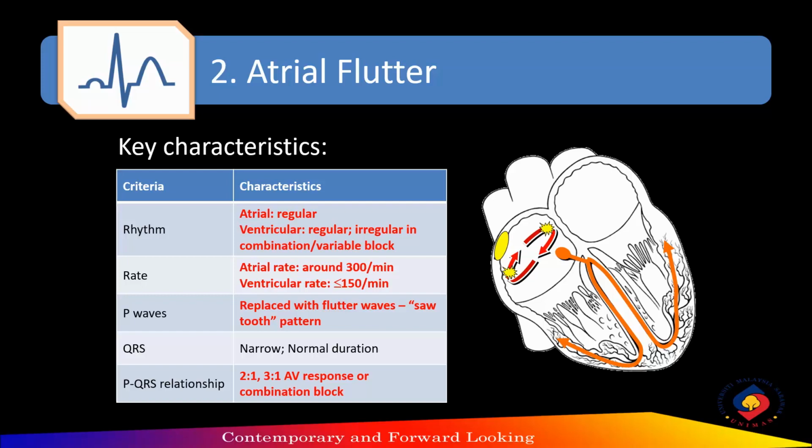Because there are multiple atrial contractions preceding ventricular contractions, P waves in atrial flutter will be replaced by distinguishable sawtooth or flutter waves. As this rhythm originates from above the ventricles, QRS complexes are still expected to be narrow and within the normal QRS interval of 0.12 seconds or less. The PQRS relationship will depend on the AV block ratio and will vary in a combination block. PR interval in this case is no longer applicable. Here is a short animation which explains the physiology of atrial flutter.